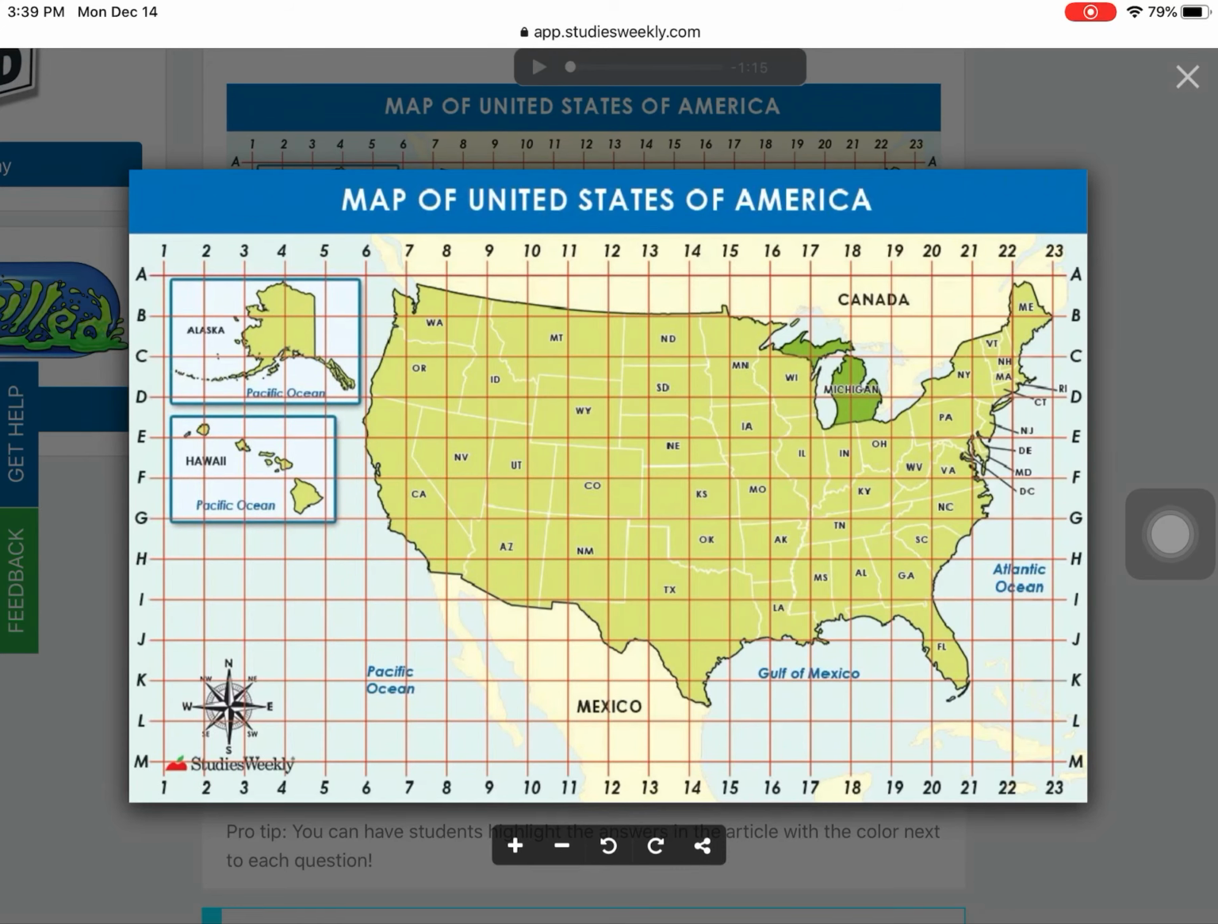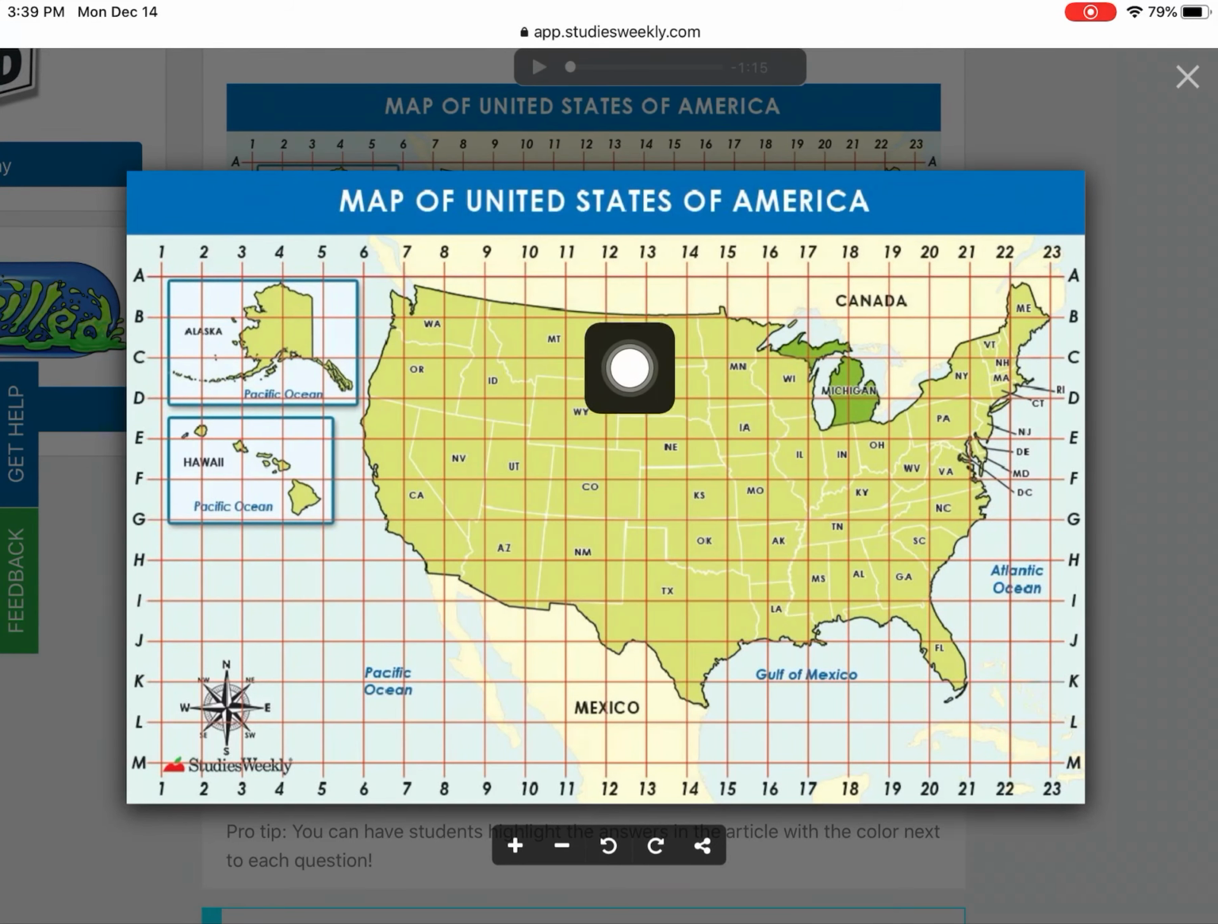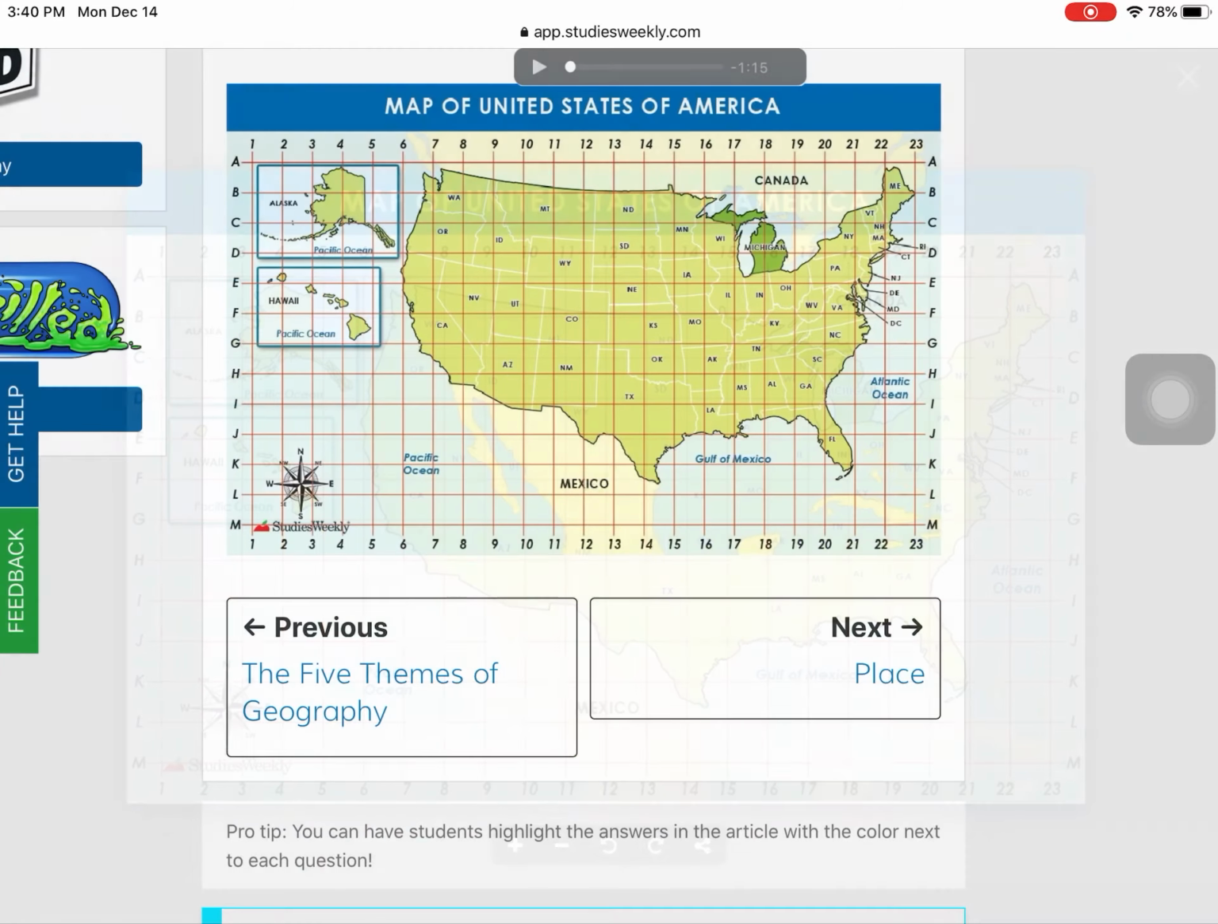Pause the video if you need more time, but the correct answer would be: Michigan is right here. I actually have two different options. I could say it is D, 18, because that center line is right there, or I could say C, 18 as well. Both of those go into Michigan, so that could be Michigan's absolute location. This means that using our grid map here, we can say exactly where Michigan is.